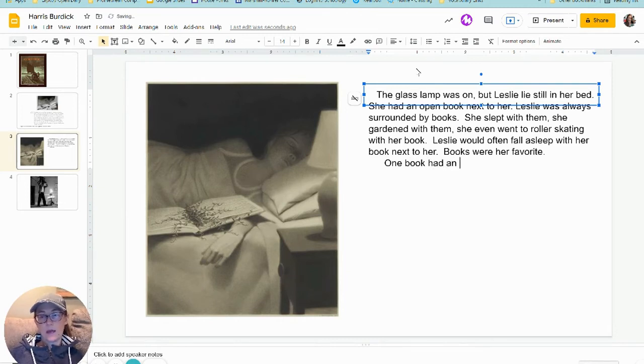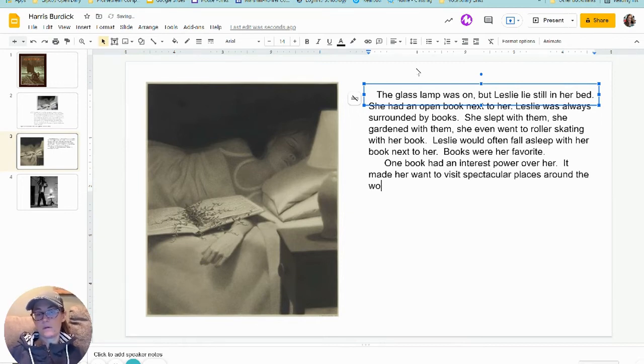had an interesting power over her. It made her want to visit spectacular places around the world. She would borrow travel books from the library and memorize places inside the books.